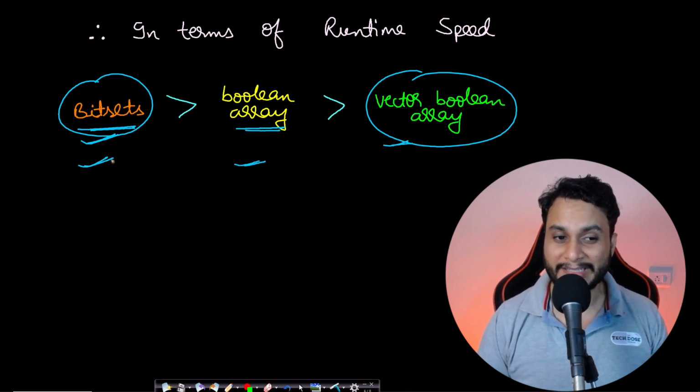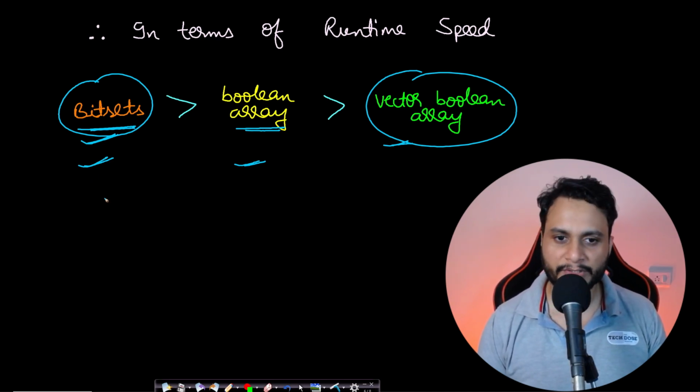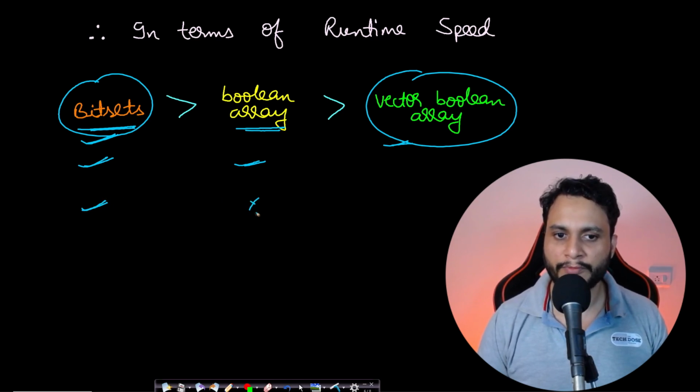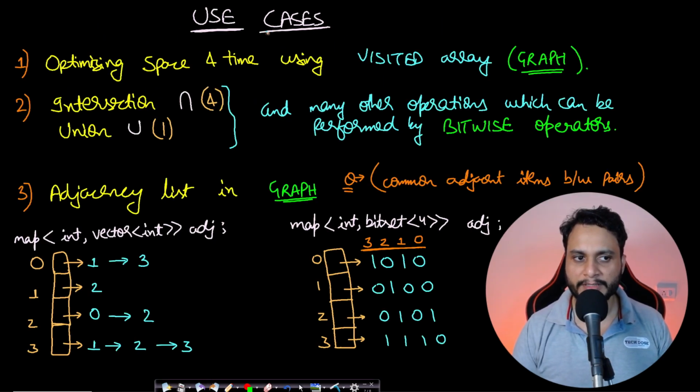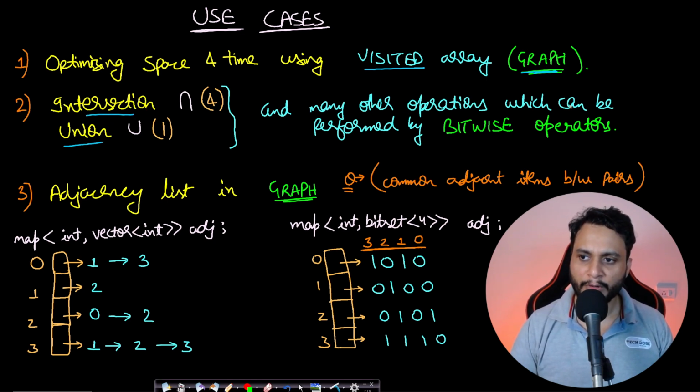But if you consider many operations like union operation, intersection operation, then you will find the real use case of bitsets, where they will always shine and always outperform the boolean array as well as the vector boolean array. So let's look at some examples. Some use cases which you can see is optimizing the space and time complexity for storing the visited array in graph problems. You can just try it out. The second use case is you can try out intersection between two sets or two lists, or union between two sets or two lists, or many other operations which can be performed by doing bitwise operations between two lists or two sets. All these operations will be highly optimized in terms of speed if you use bitsets.